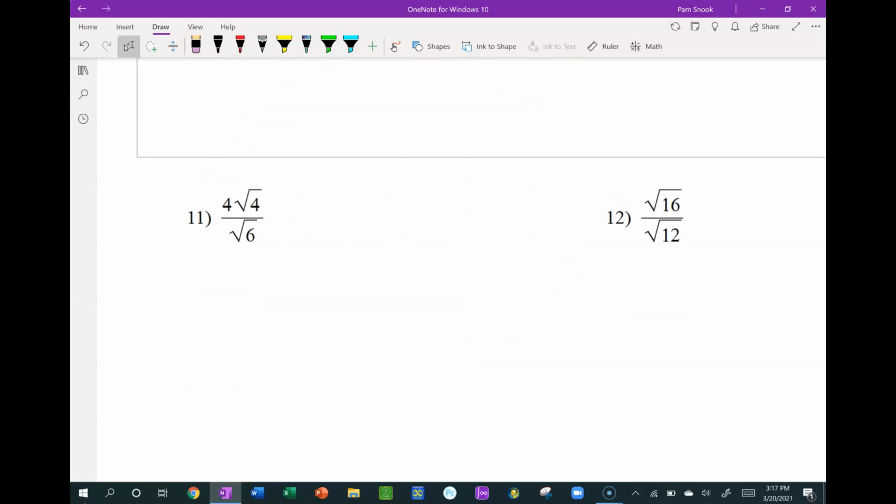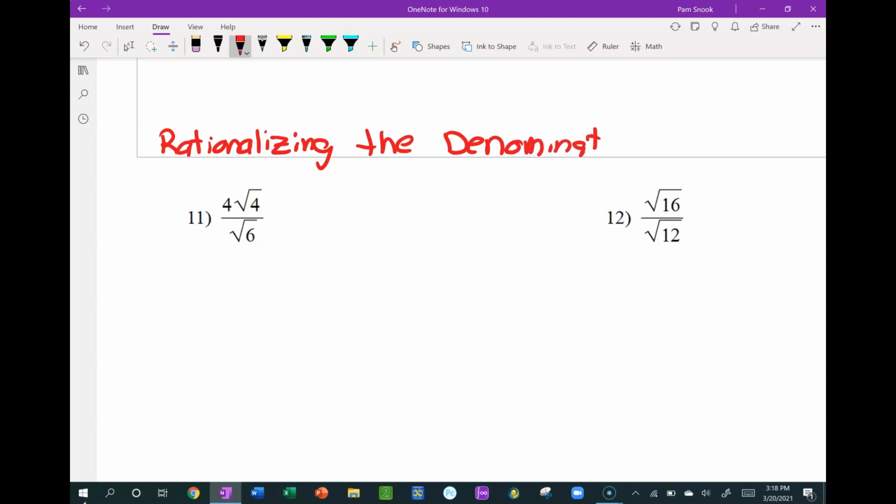Okay, now what happens if when you do your dividing, you end up with a square root in the denominator? This is called rationalizing the denominator. So our first one is 4 divided by the square root of 6. Now when you have a radical in the denominator, what you're going to do is multiply the fraction, the numerator and the denominator, by a very special form of 1. I take whatever is in the denominator, in this case square root of 6, and I'm going to put that in both the numerator and the denominator of my fraction.